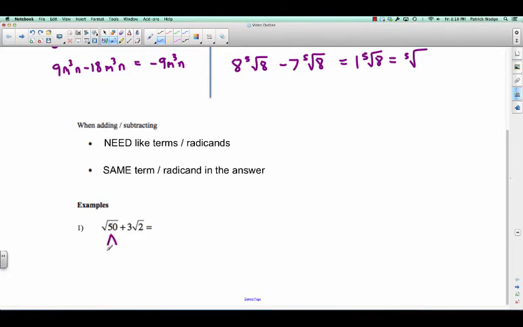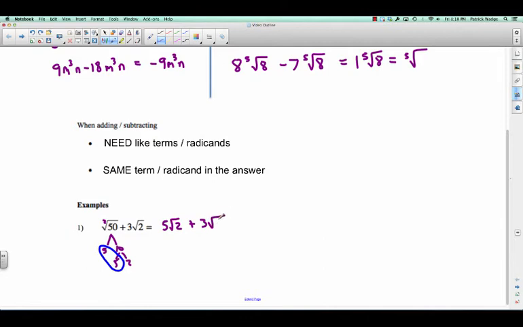So let's make a tree. 50, well that's 5 and 10. And then 10 is 5 and 2. And since there's an index of 2, we're looking for a pair. And we do have a pair. The pair is right there. So what we have is 5 root 2. The 2 is left inside. We couldn't pair it up.